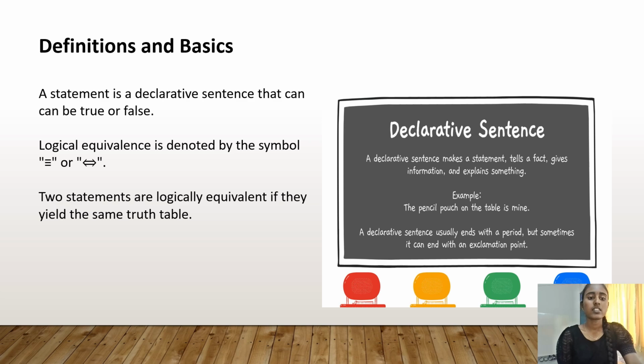Definitions and basics. A statement is a declarative sentence that can be true or false. Logical equivalence is denoted by the symbol given below. Two statements are logically equivalent if they yield the same truth table. A declarative sentence makes a statement which tells a fact, gives information and explains something. Example: the pencil pouch on the table is mine. A declarative sentence usually ends with a period, but sometimes it can end with an exclamation point.